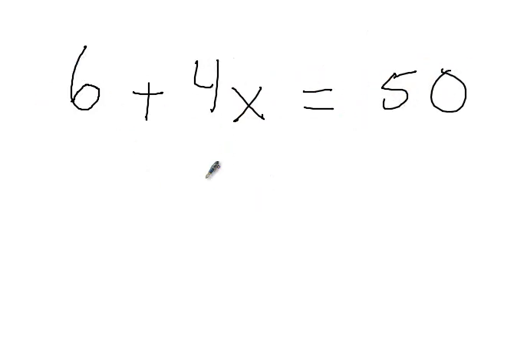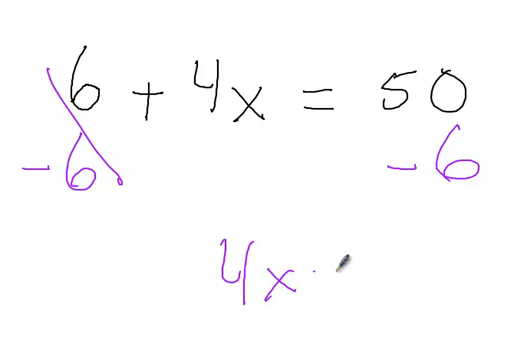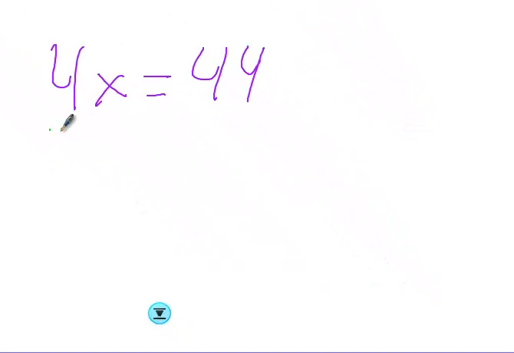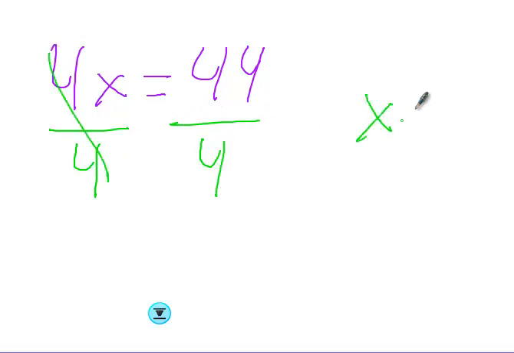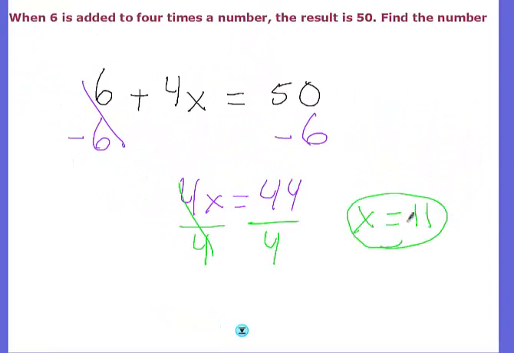This one's pretty easy. It's pretty quick. Now we've got to get the x term by itself. So minus 6, minus 6. 4x equals 44. We want to isolate the x term by getting rid of this 4. Since the 4 is the coefficient, it means they're being multiplied. The inverse of multiplication is division. And x equals 11. So therefore our number is 11.